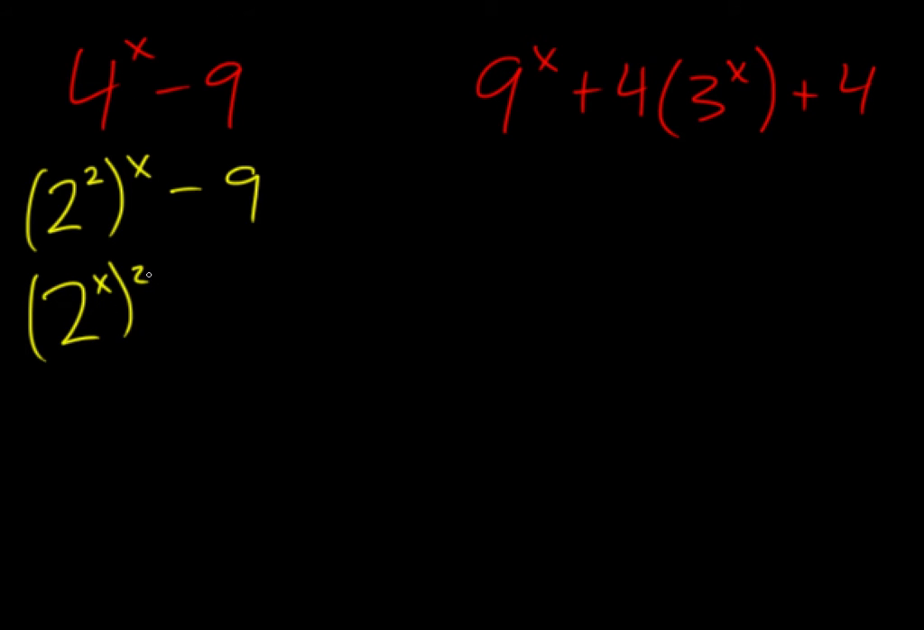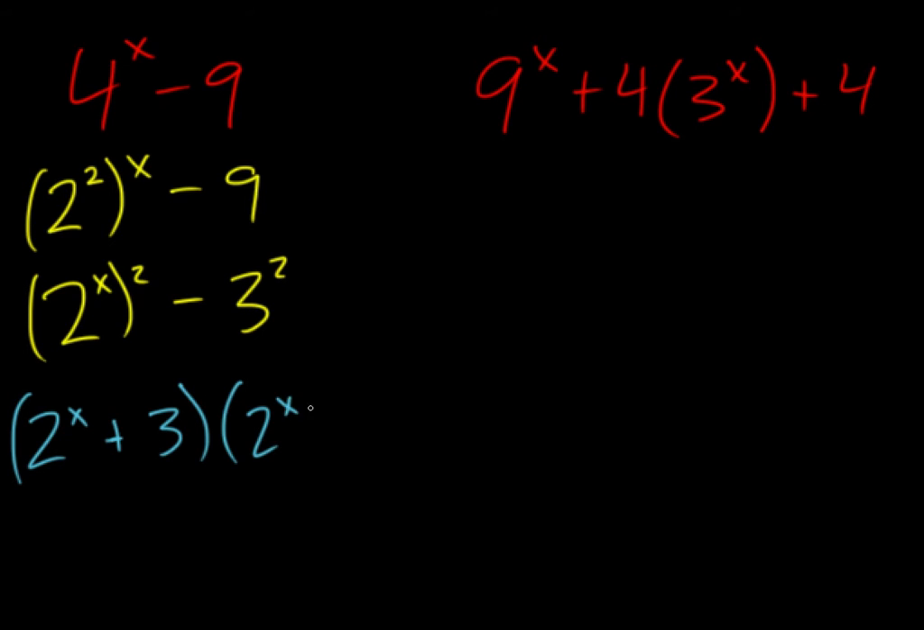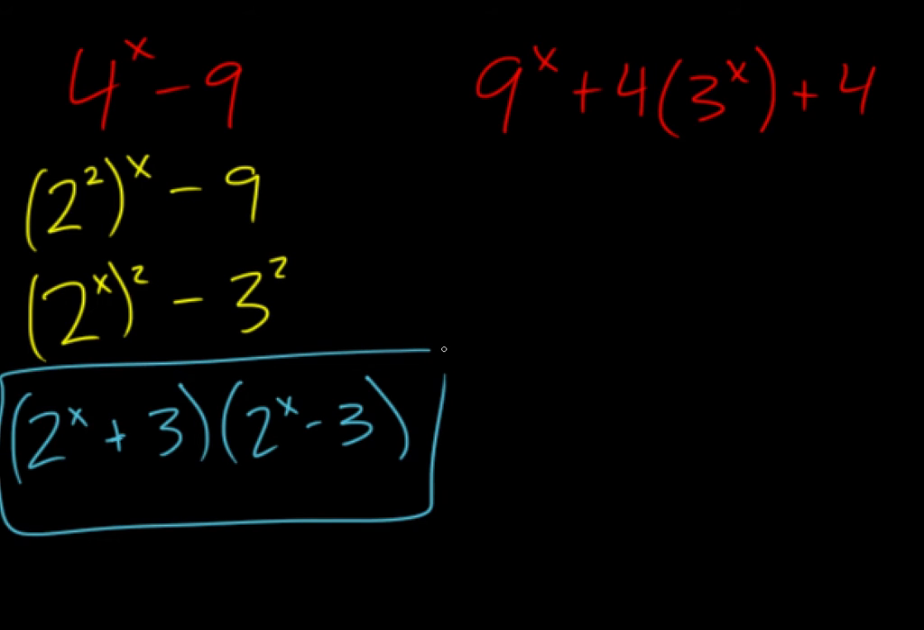We could switch those places. And then this could be written as 3 squared. Once we can see what's being squared, we just write those added together, and then we multiply that by those being subtracted from each other. So that's the answer to that.